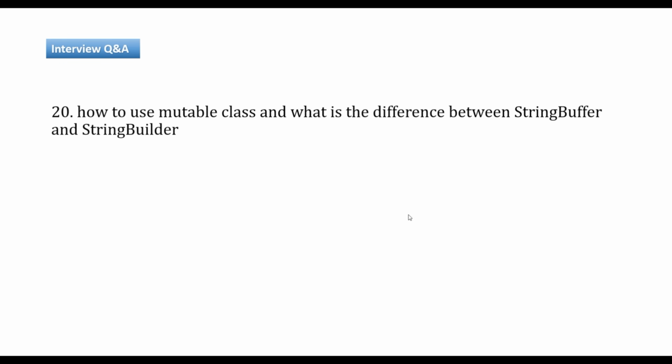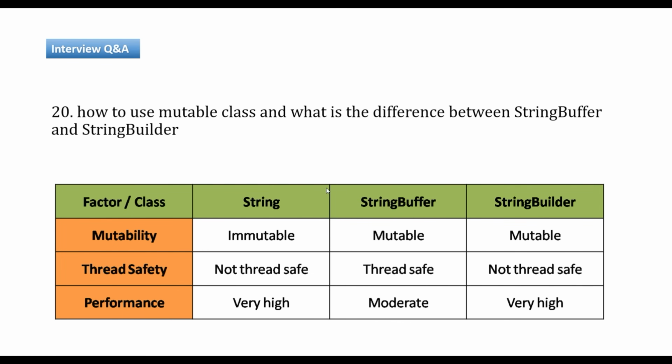Now we might have the question why there are two classes, StringBuffer and StringBuilder, even though both serve the same purpose, which is being mutable. You might have that question, right? So to clear that, StringBuffer is synchronized, which means multiple threads can't access it in parallel, whereas StringBuilder is non-synchronized or non-thread safe, so it can be accessed by multiple threads at the same time. So you can easily identify the difference here.